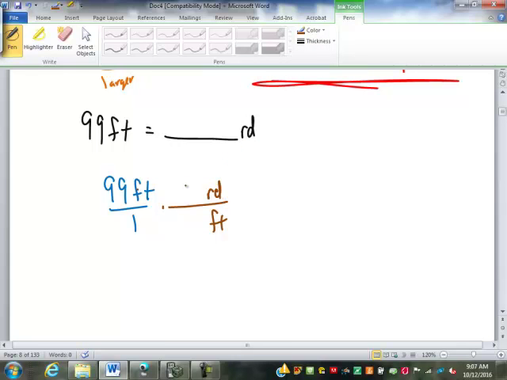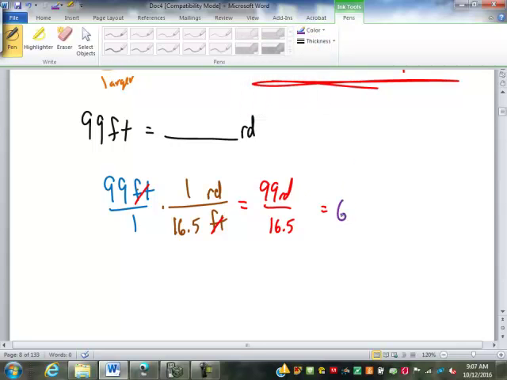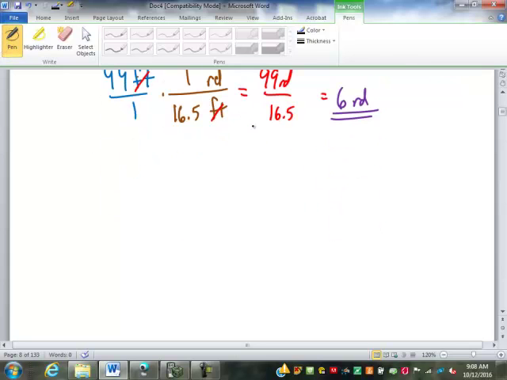Now we know our equivalency is 1 rod is 16.5 feet. So now the feet cancel out. 99 times 1 rod is 99 rods. 1 times 16.5 is 16.5. And we divide that out. 99 divided by 16.5 is 6 rods. We'll look at those conversion factors more as the next couple of weeks go on.